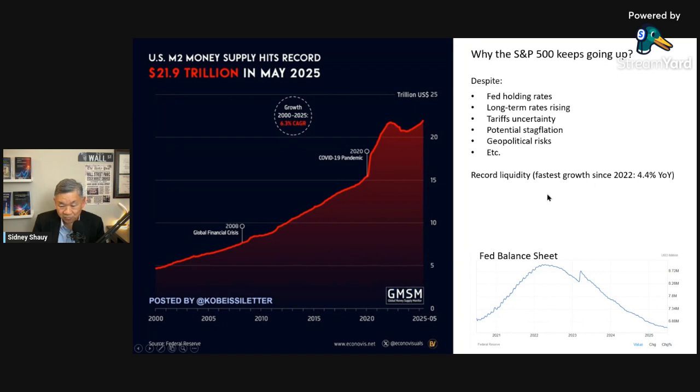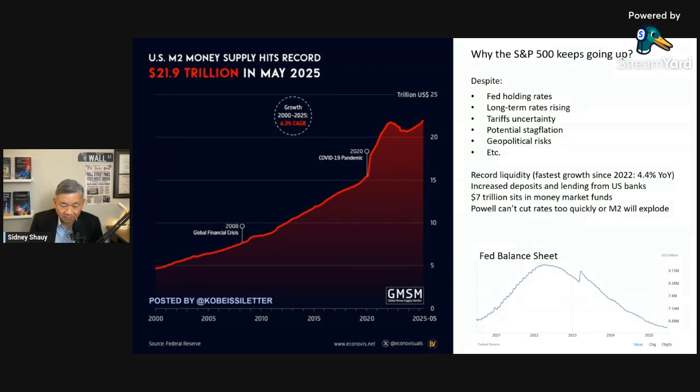It's 4.4% year over year. We have increased deposits at banks and lending activity as well. We have 7 trillion sitting in money market funds, short term, highly liquid, can be deployed at any moment. That's one of the reasons that Powell cannot cut rates too quickly. Donald Trump wants him to cut 100 basis points, but he can't do that. Otherwise, M2 will explode. It's going to be even worse.